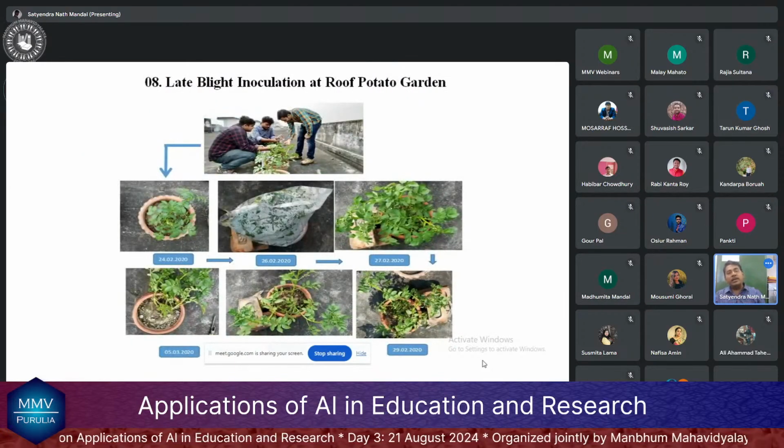And the same thing we apply at the field level. This is the experiment we do on the potato leaf in our garden.